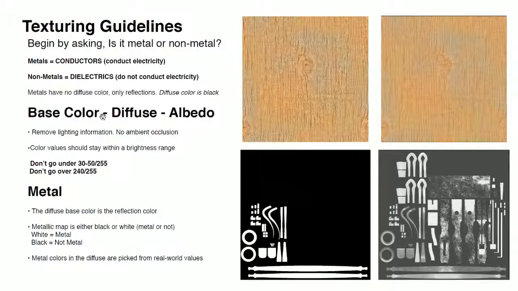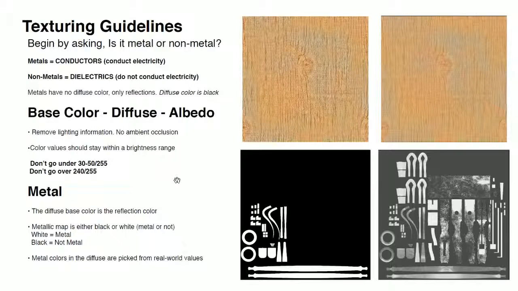When we say diffuse or base color or albedo, what we're really talking about is an image with no lighting information. So no ambient occlusion, no baked information, nothing. And the colors need to stay within a specific brightness range. A really good rule, if we're looking at a scale from 0 to 255 in RGB, is that you keep it around a 30 to 50 value. You do not go under these values.